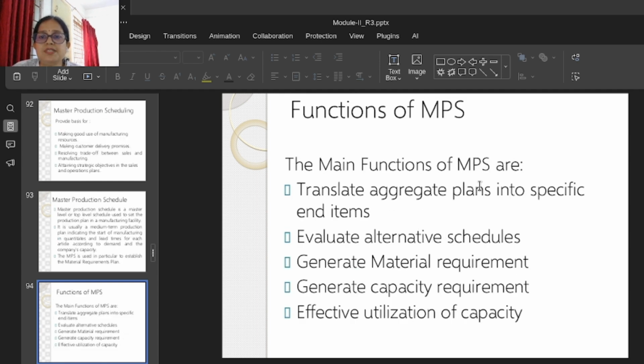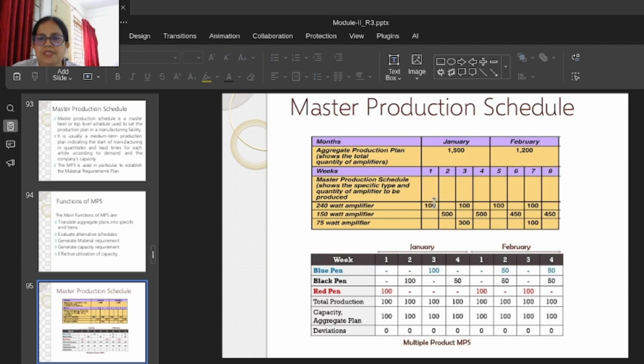The main functions of MPS: translate the aggregate plan into specific end items. I have already told you that we follow an aggregate planning process, from 6 months to 18 months or 24 months. Evaluate the alternative schedules, that is, what are the different schedules we can have. Generate material requirement, capacity requirement, and utilization of the capacity. This is the master production schedule.